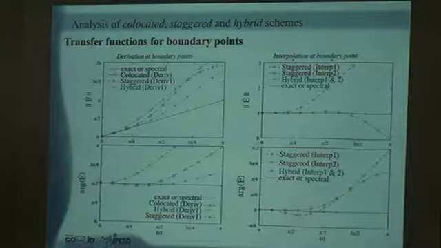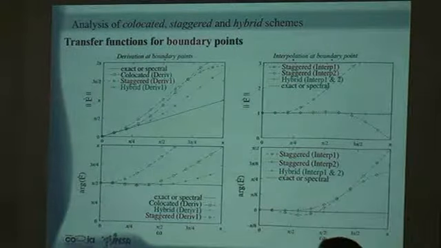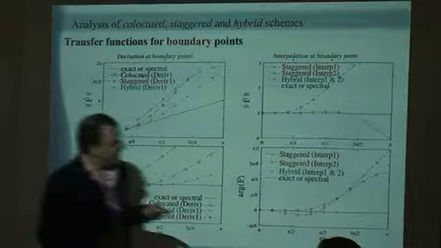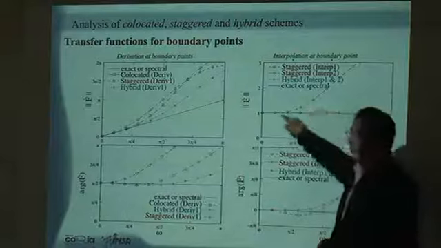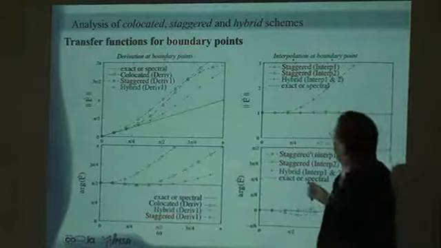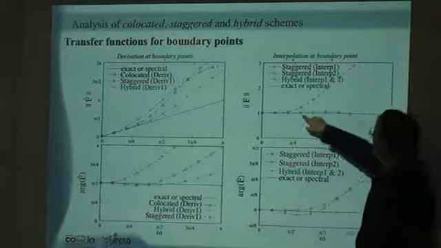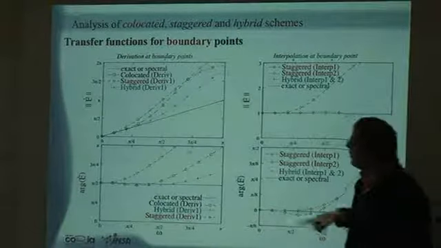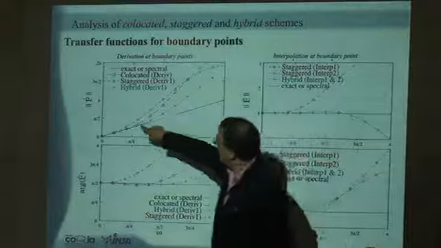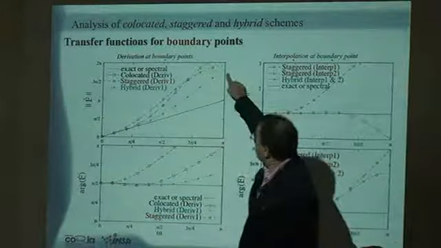What's interesting is that if you add one more point at the boundary, you don't need to interpolate. The idea is very simple, very natural. So, at boundary points, for the hybrid scheme, there is no error. But for the staggered scheme, you have a huge error. And you also have quite a huge error for the derivative compared to the hybrid.